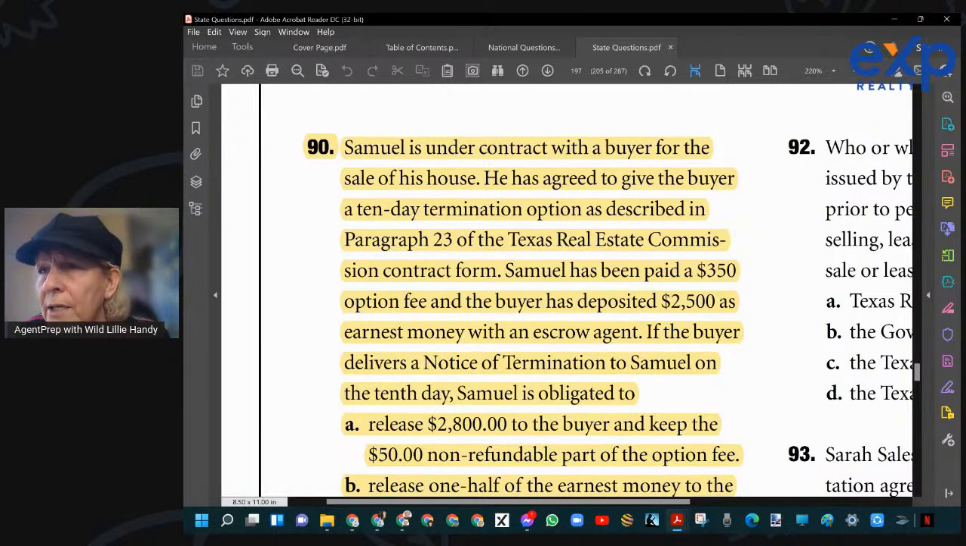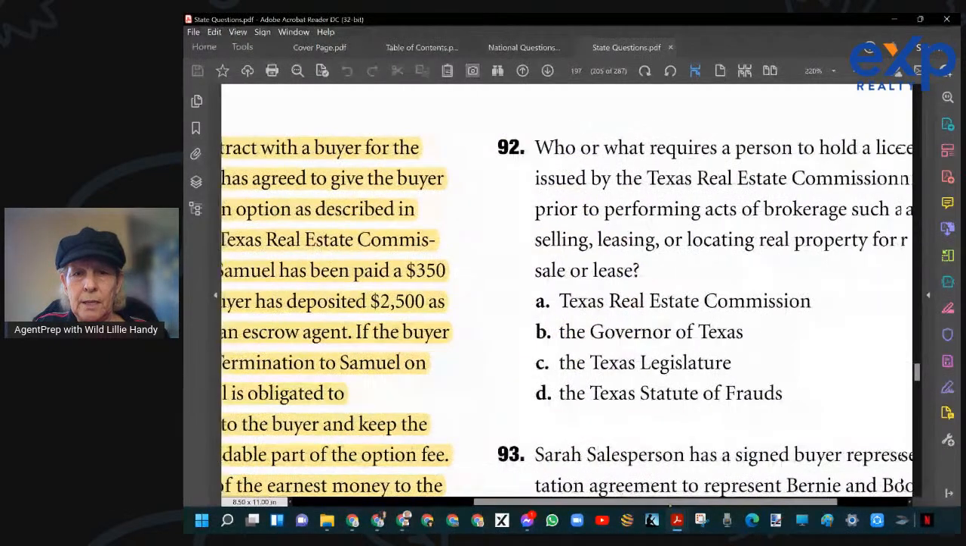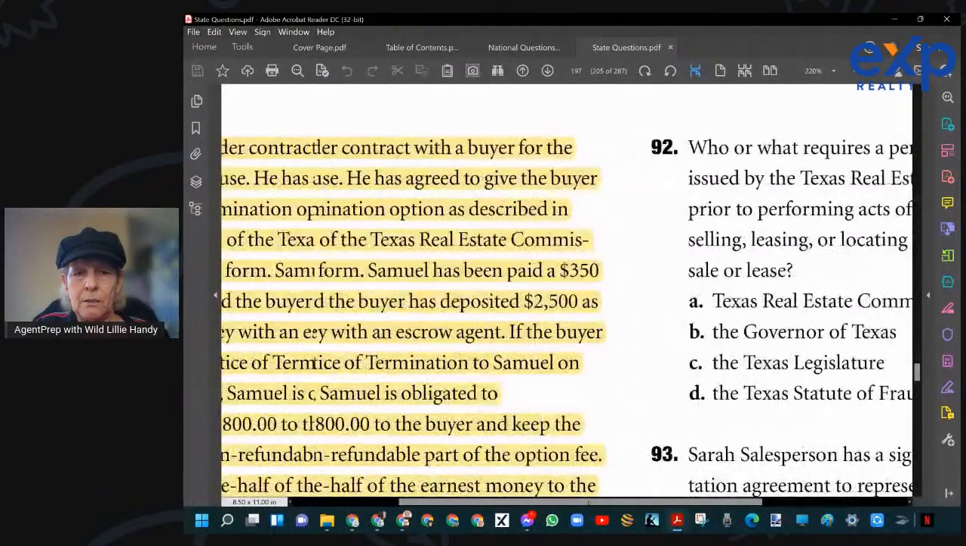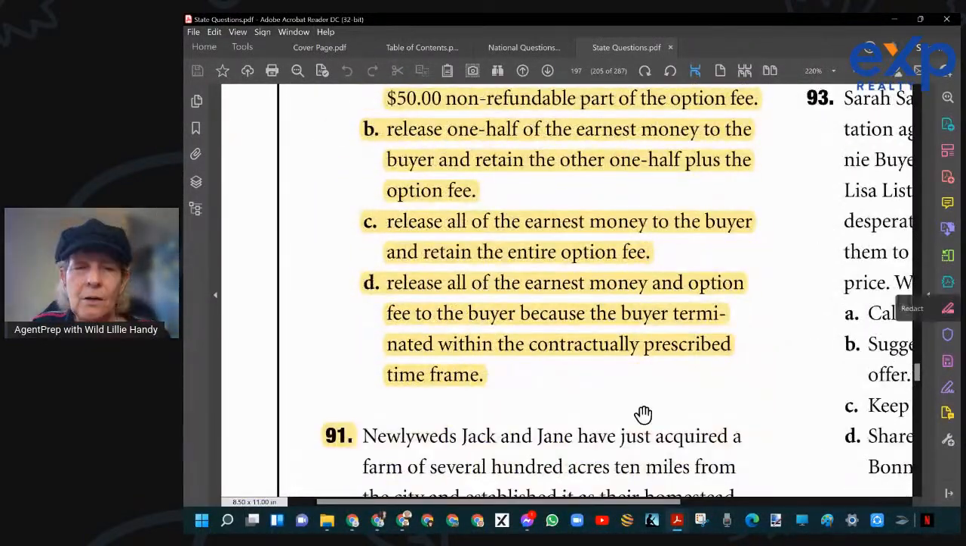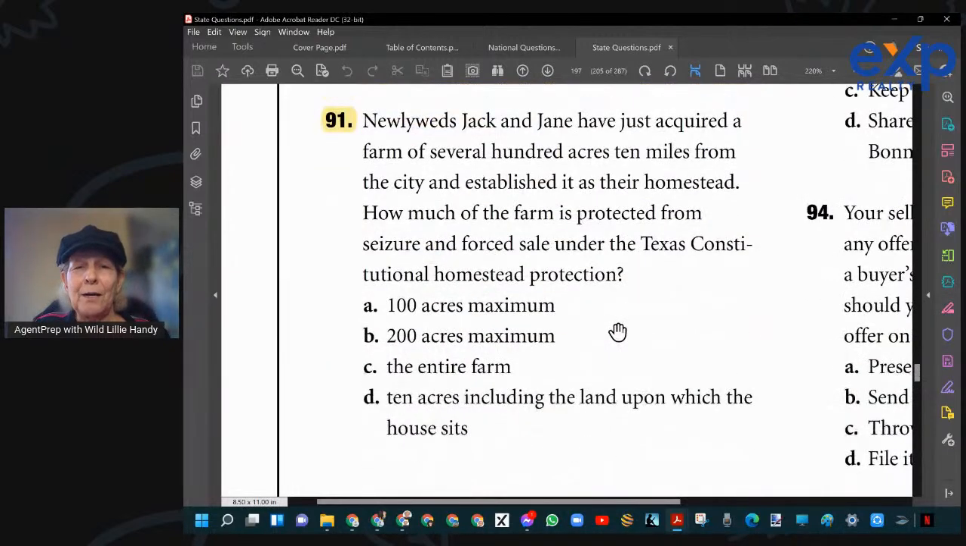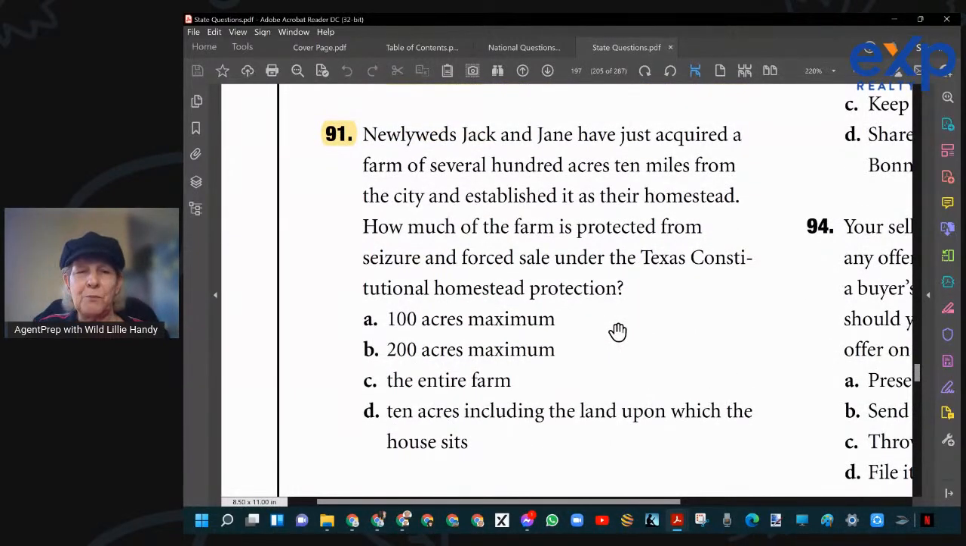The acre question. Okay, the acre question. That one was... Oh, I'm sorry. 91. Okay, so you got to learn the option period.